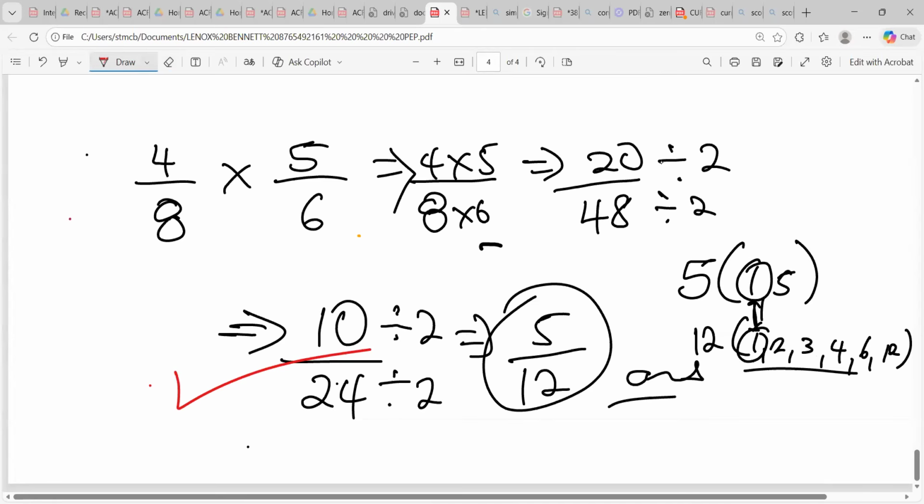So that would be 5/12. So guys, don't give me this as the answer because they are both even numbers and can be broken down.